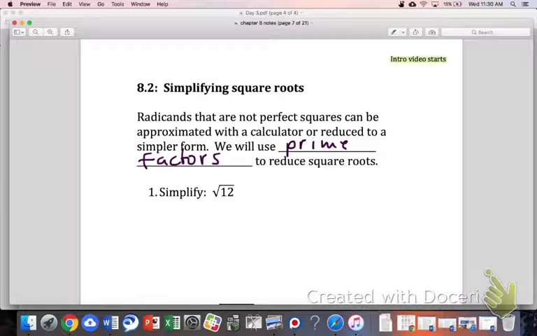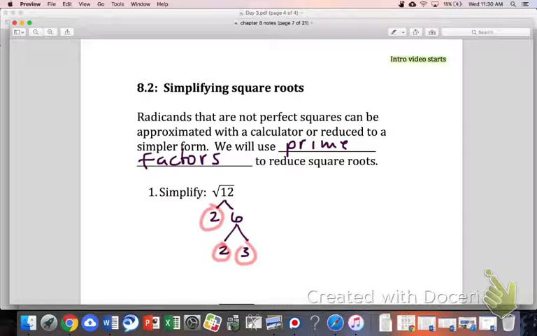Okay, so we're going to start off by trying to simplify the square root of 12, and here's how we do it. I'm going to take the 12 and break it apart into its prime factors. So you want to think, what times what is 12? So maybe you say 2 times 6. The 2 is already prime, but the 6 is not. What times what is 6? Of course, 2 times 3. The 2 and the 3 are both prime.